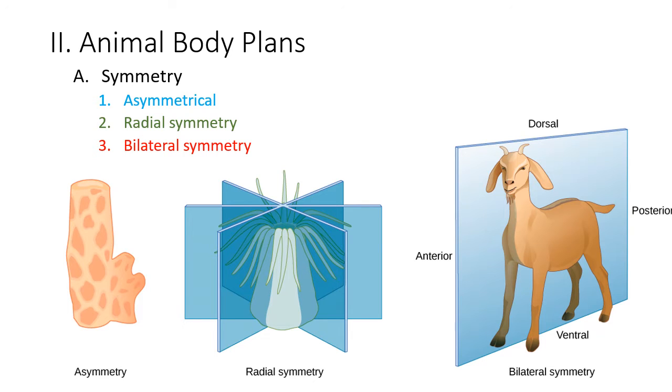Radial symmetry is then these radial shaped animals, not circular, but looking from above they look circular, but they're more columnar. And then bilateral symmetry is where they have left and right halves, but their front and back and top and bottom are all different. So they are only similar on one plane.